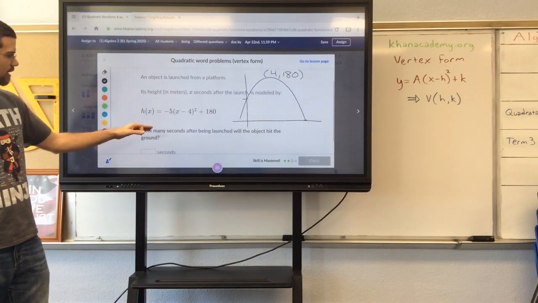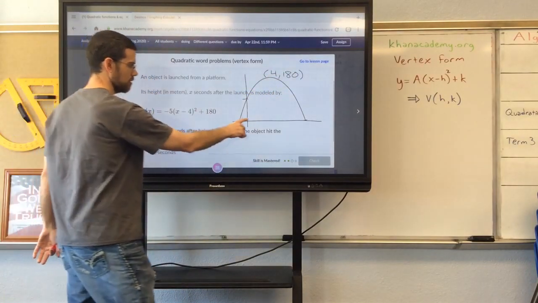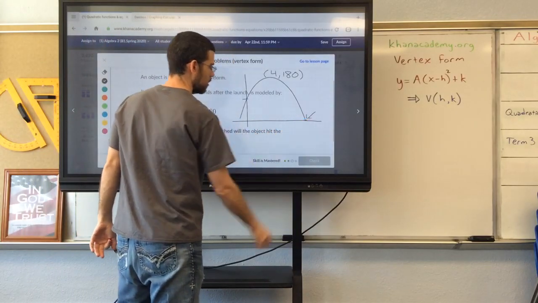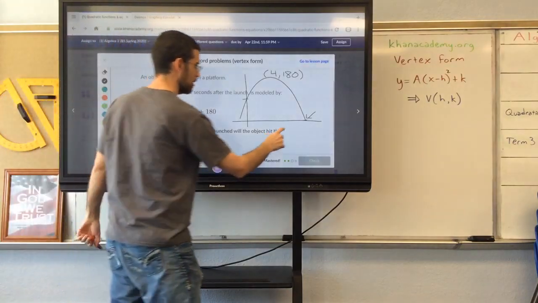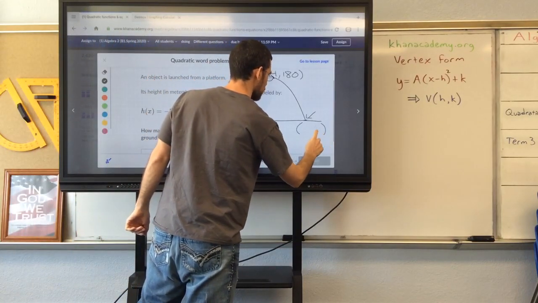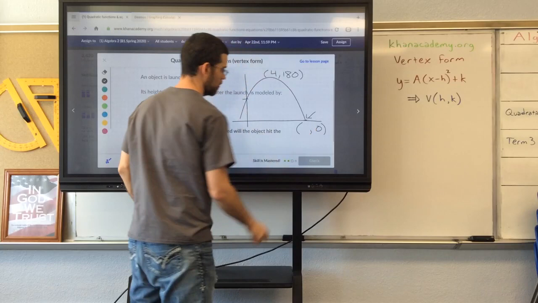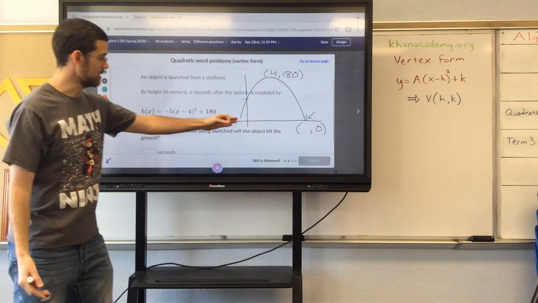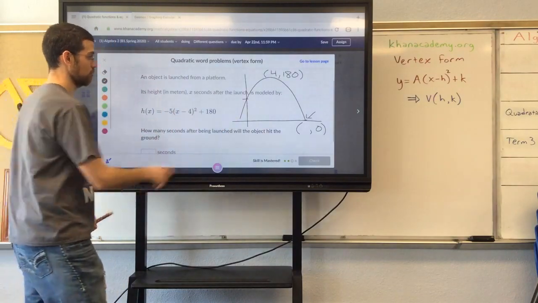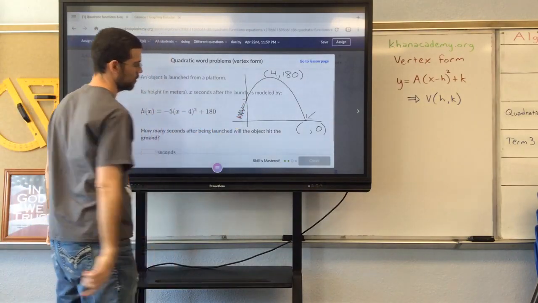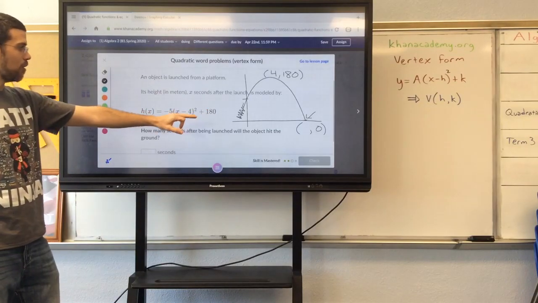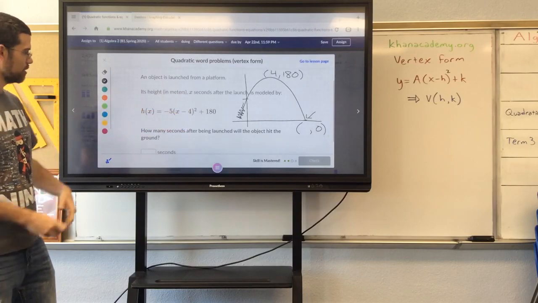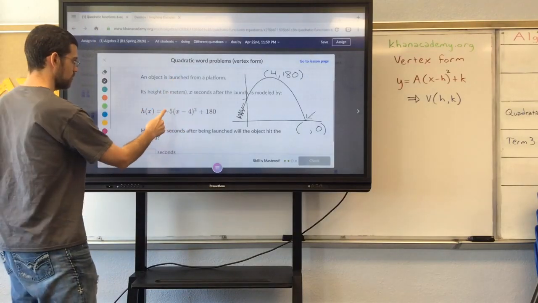And they want to know how many seconds after being launched will the object hit the ground. Well, that's this point right here. How many seconds is x, so they want to know the x coordinate when y equals 0, right? Y equals 0 here. It would also have equaled 0 there, but that time didn't exist because it was a negative time, so you wouldn't even have this part of the graph. It's not actually existing. But we need to figure out, when does the function equal 0? Okay, let's figure that out.